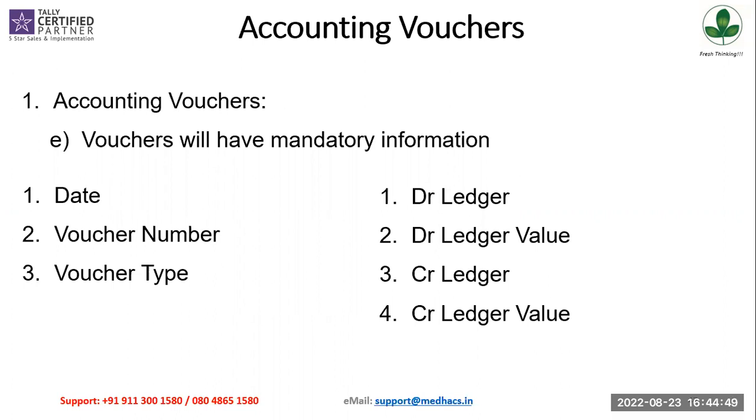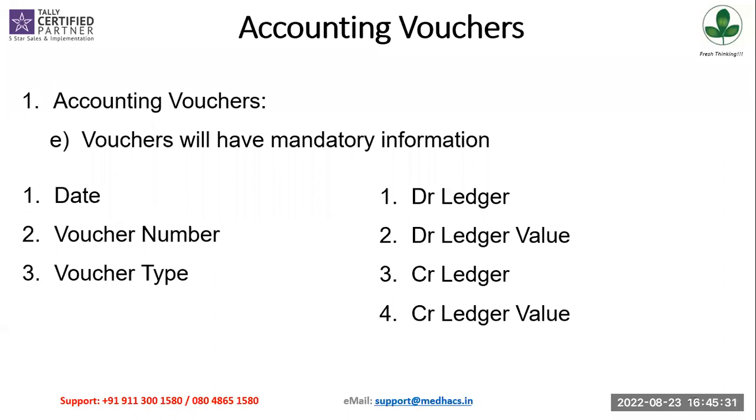Second, it will have a voucher number. What is the number? It has a sequence 1, 2, 3, 4, or you could manually give the numbering. Then voucher type. Voucher type is nothing but a form type, whether it's a payment entry, purchase entry, sales entry, contra entry, journal entry, or receipt entry. Similarly, you can select what is the voucher type, that is the form type. Then you need to give the debit ledger, to which ledger it has to get debited, from the ledger master, and the ledger value, what is the amount. Then you need to have a credit ledger and credit value.